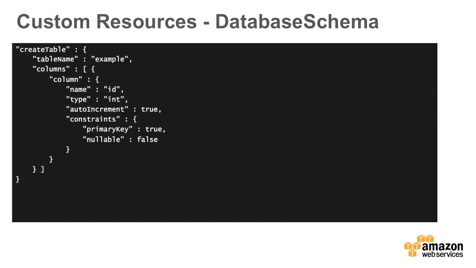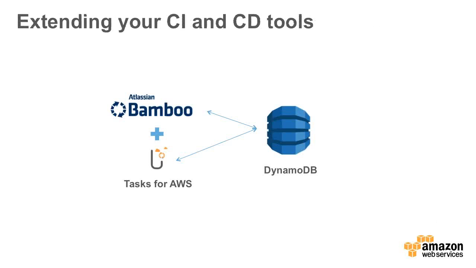In fact, what we were doing in the previous example is using Liquibase and passing a change log to Liquibase, which is running on a custom resource that would then connect to our database and use Liquibase to update the schema.